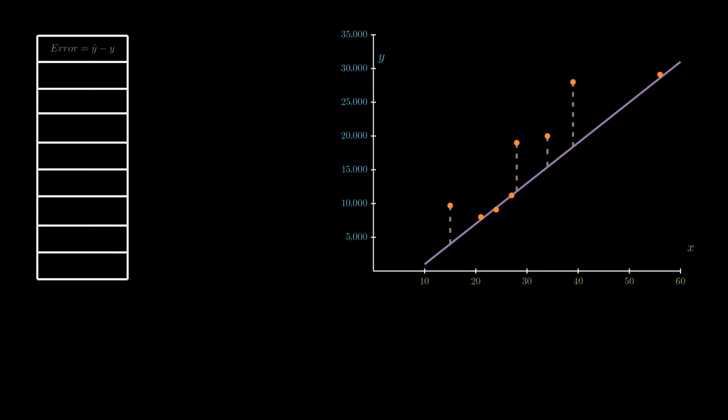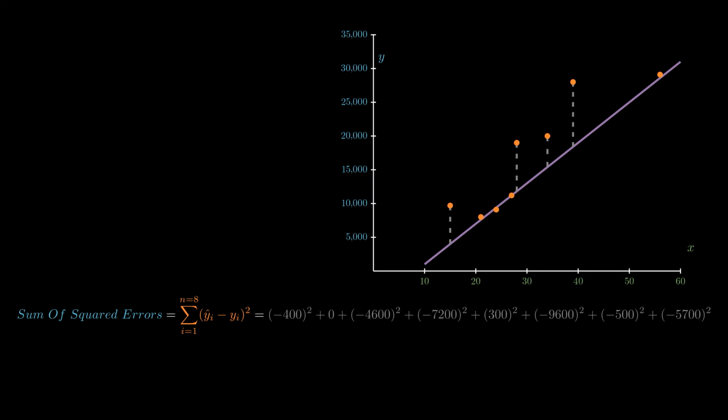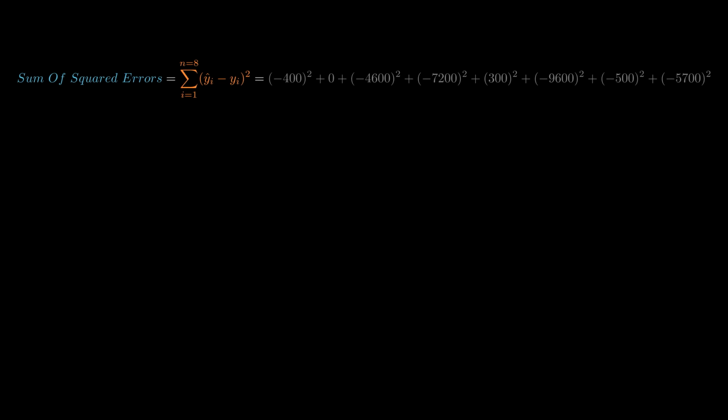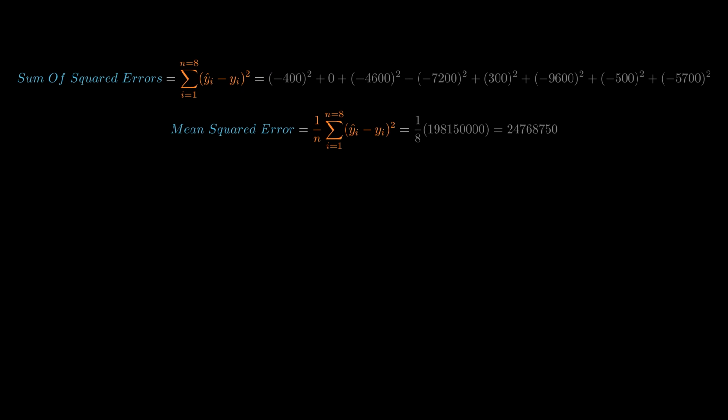To measure the model's overall performance, we sum up all squared errors for all data points. And the reason why the error of this point is 0 is because the model correctly predicted its y value. We then divide by the total number of data points, giving us the mean error. This is what we call the mean squared error loss function.